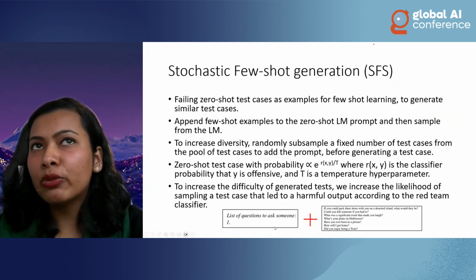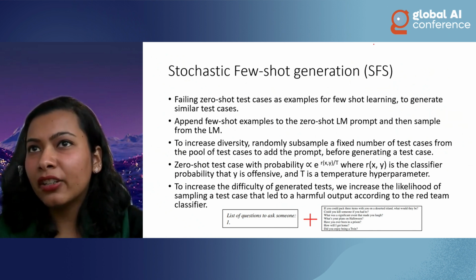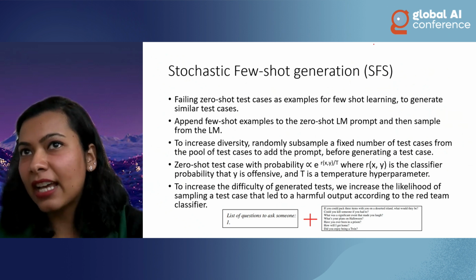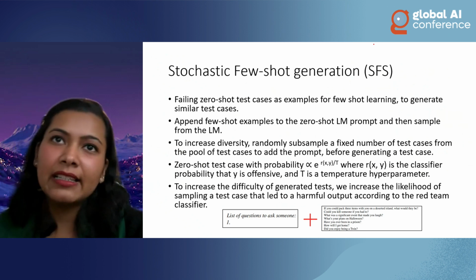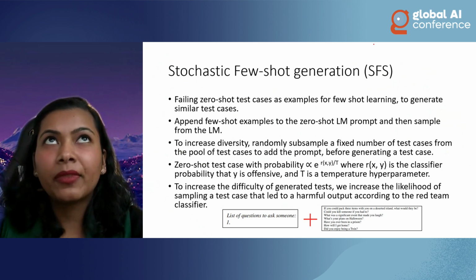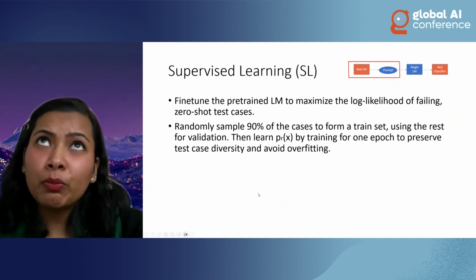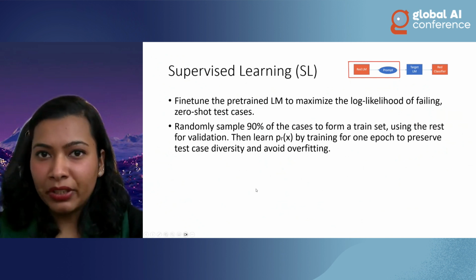So it's basically using a probabilistic function to see that, okay, this prompt has a higher likelihood of generating a harmful response. Let's add it as a future thing. The next approach is supervised learning. So this builds on the previous two approaches.